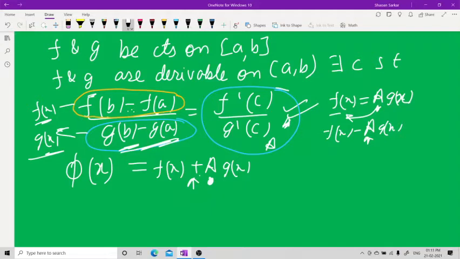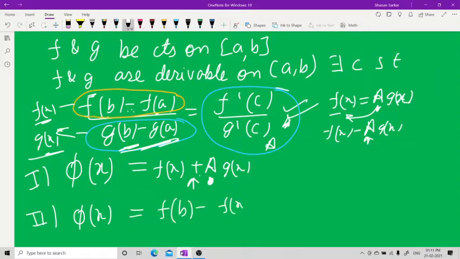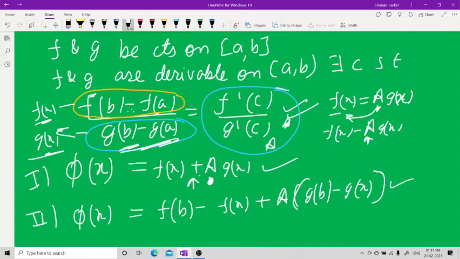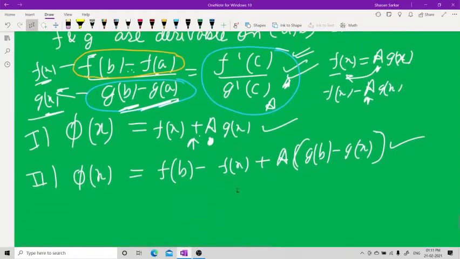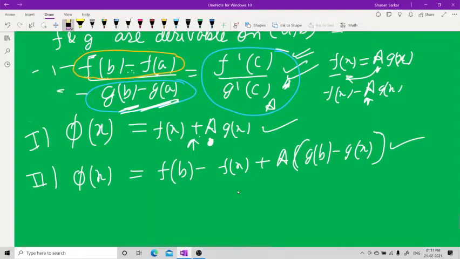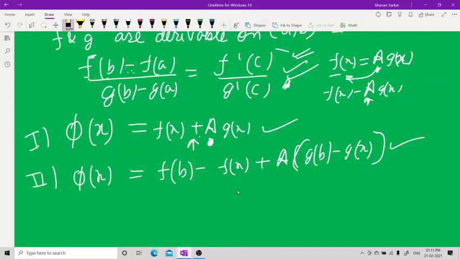So you take it this way. The first method is you take it this way. The second method is you choose a function phi x in such a manner: phi x can be fb minus fx plus a times gb minus gx. You can do this way also. No problem. You can use either this concept or this concept to derive this whole thing. I'll use both the concepts to show you. Wait a minute. Now let's rub all this, let's do away with all this.